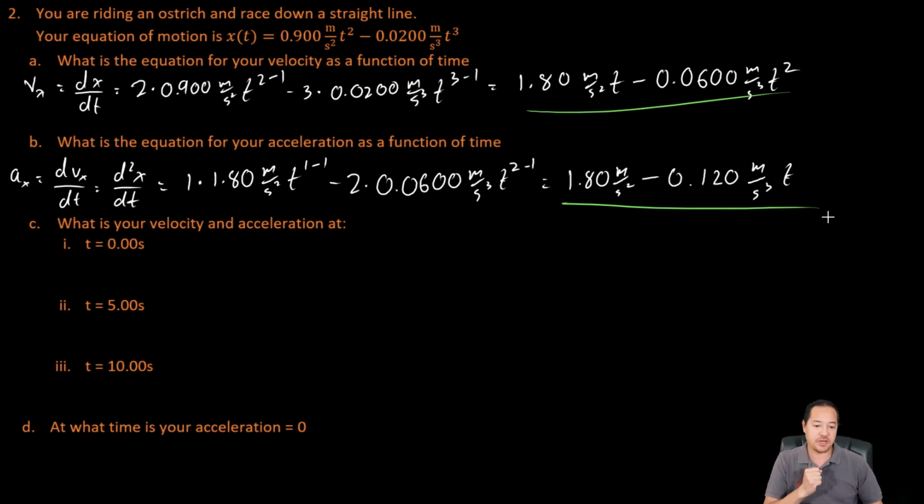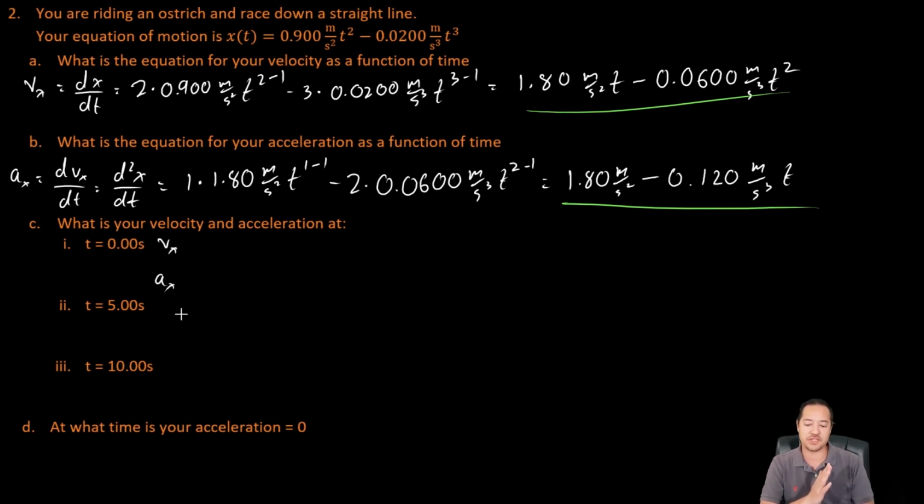Interesting to notice, we're going to start out with some big acceleration, relatively big, and then over time, this second part here gets larger, and so it serves to decrease the acceleration over time, right? Okay, so let's see how that works in part C. So in part C here, we want to know the velocity and acceleration at these 3 different times. So let's try and do that.